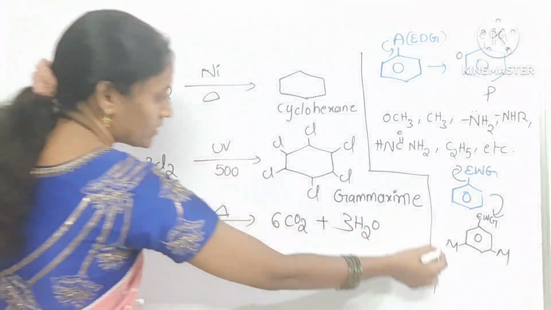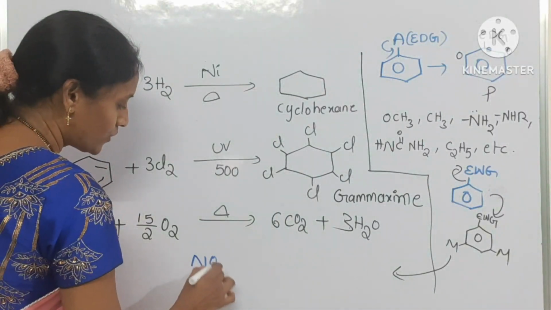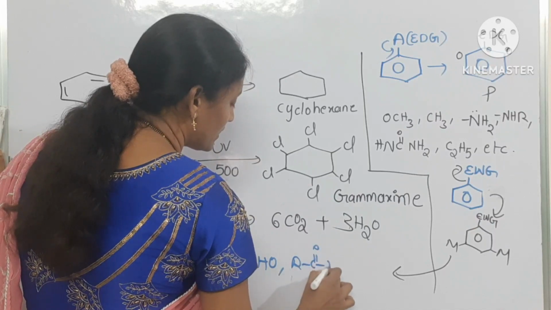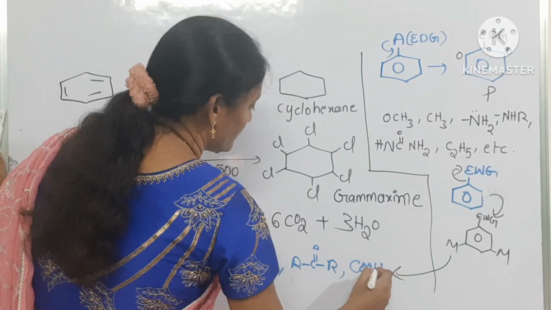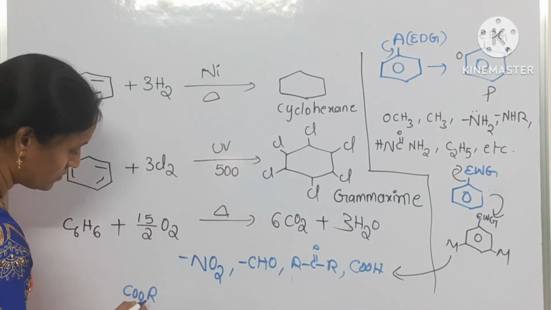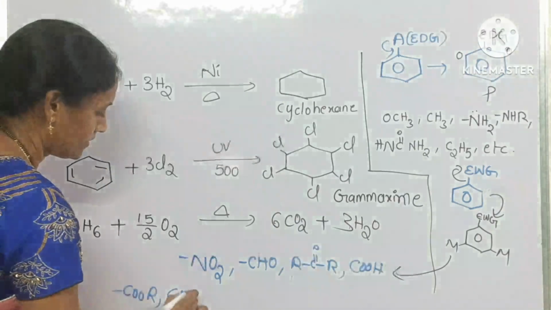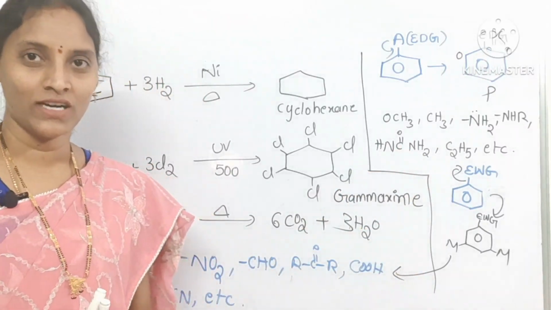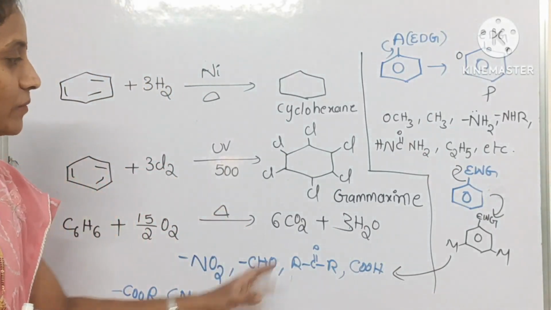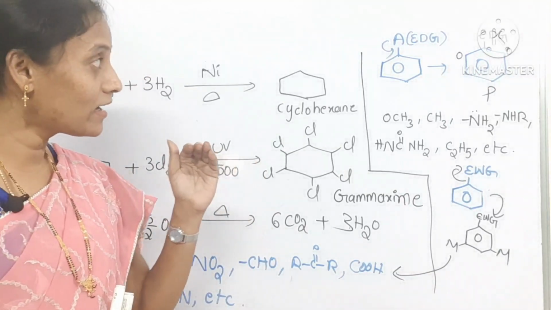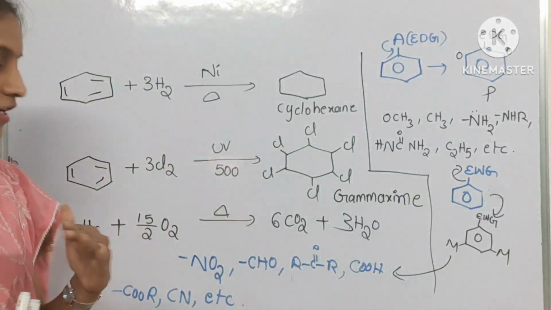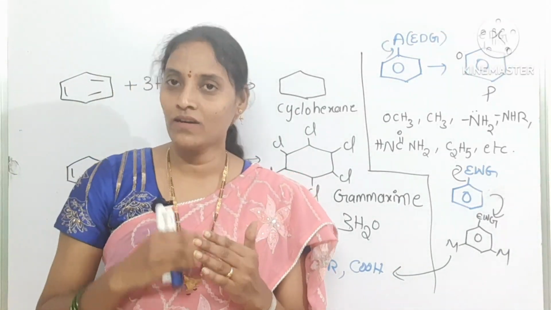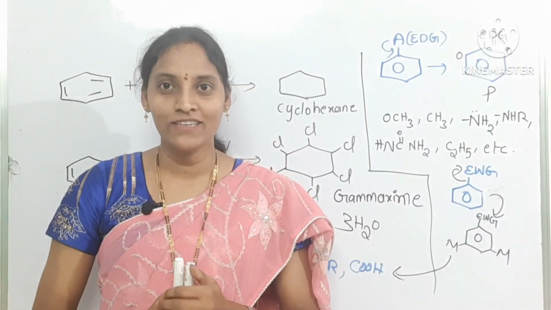You can see some examples about this one. Here I am writing NO2 nitro group, aldehyde group, COR, nothing but ketone, next acid, next ester COOR, and CN, and so on. All these groups withdraw electrons from the benzene ring, so they direct the electrophilic substitution to the meta position. Electron donating groups direct to ortho and para positions, and withdrawing groups to the meta position. That means they favor the electrophilic substitution. This is about aromatic hydrocarbons. I think you all understand about this one.